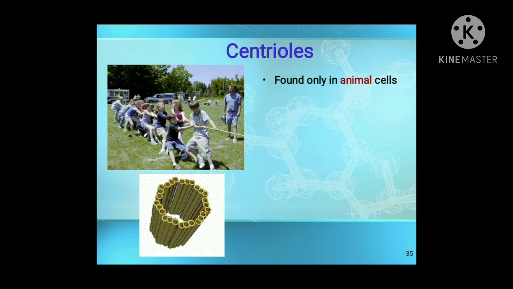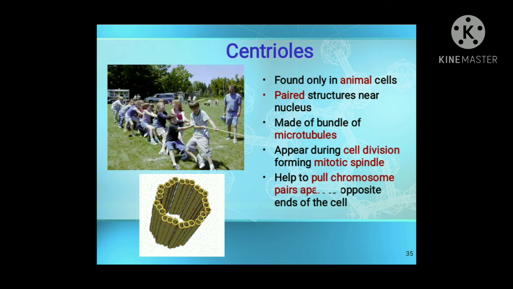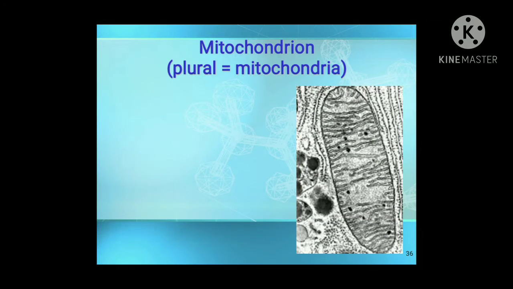Centrioles. They are found only in animal cells. They are a paired structure near the nucleus, made of bundles of microtubules. They appear during cell division, forming the mitotic spindle. They help to pull chromosome pairs apart to opposite ends of the cell.